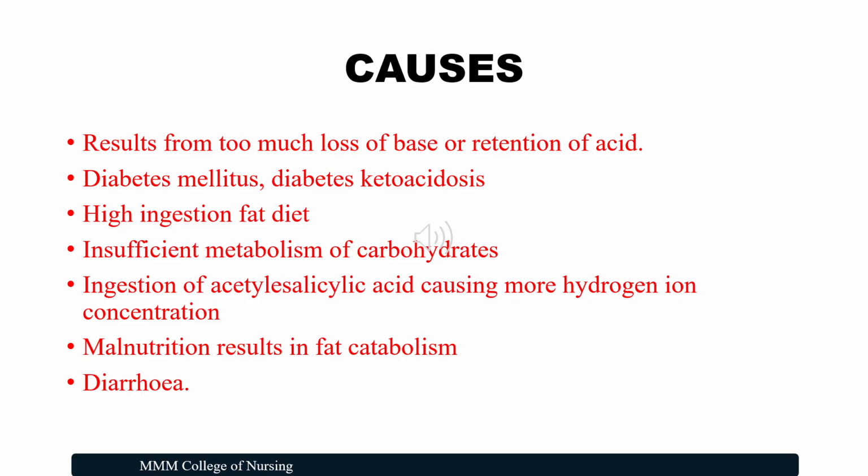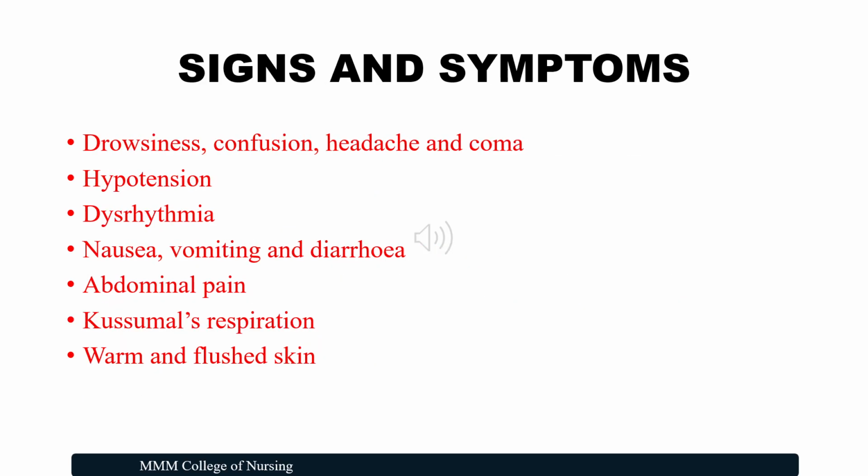The causes of metabolic acidosis are loss of base or retention of acid, diabetes mellitus or diabetic ketoacidosis, high ingestion of a fat diet, insufficient metabolism of carbohydrates, ingestion of acetylsalicylic acid which can cause more hydrogen ion concentration, malnutrition which results in impaired catabolism, and diarrhea. Coming on to signs and symptoms: drowsiness, confusion, headache and coma, hypotension, dysrhythmia, nausea, vomiting and diarrhea, abdominal pain, Kussmaul's respiration, warm and flushed skin.